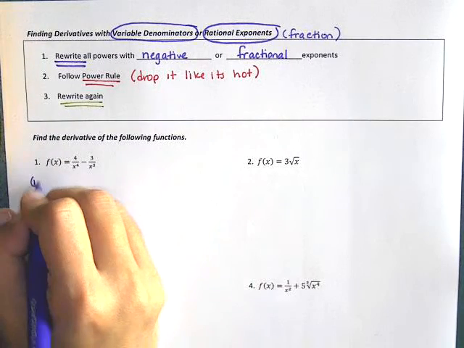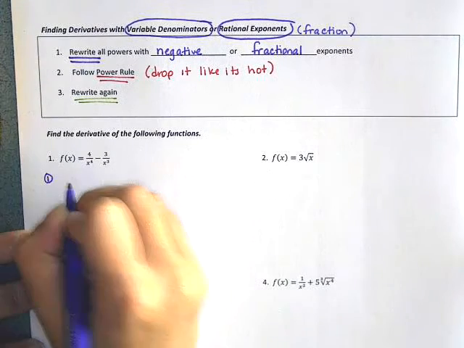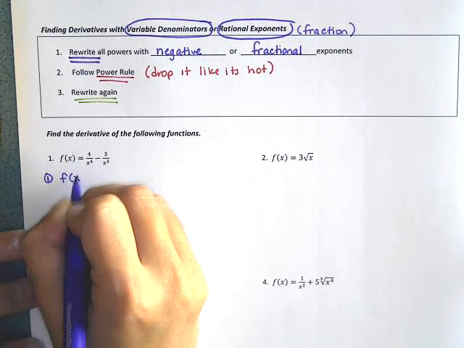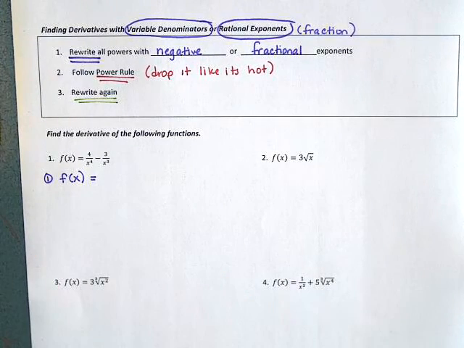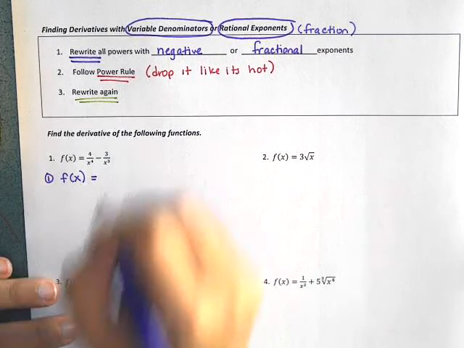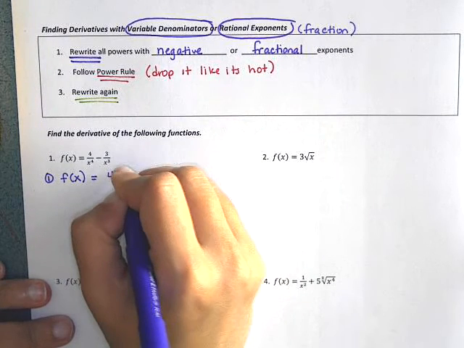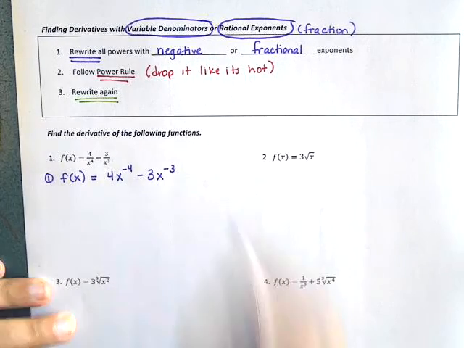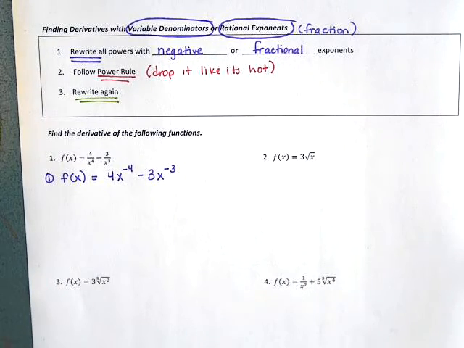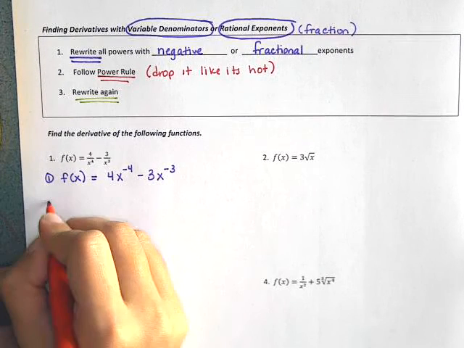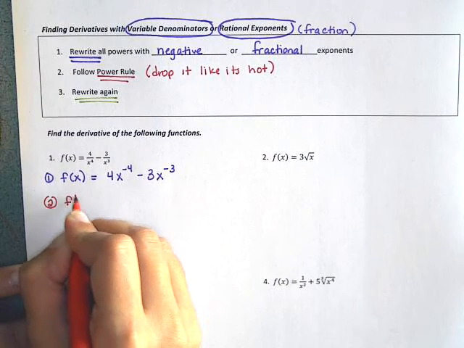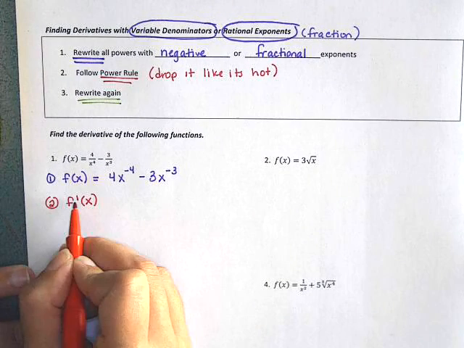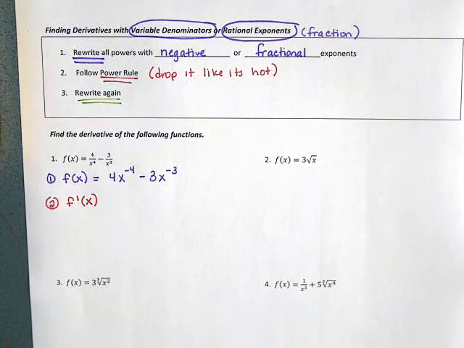First, rewrite it. We're still working with the original function here. I haven't taken a derivative yet. I'm just going to rewrite this as 4x to the negative 4 minus 3x to the negative 3. I'm just changing it because when I move it, it becomes a negative power. Then I am taking the derivative. So now I'm changing my notation to f prime because this is the real deal.